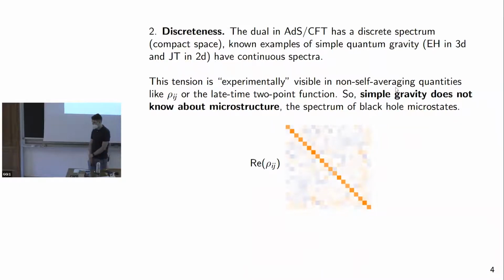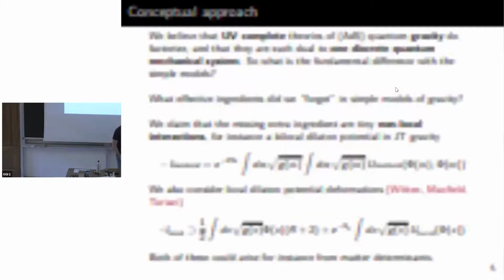And this tension you can see experimentally. For instance, when you look at the late time 2-point function, it'll have these erratic oscillations, or maybe more importantly, if you compute the matrix elements of Hawking radiation, it will look something like this, and it's erratic also. And this fine print that makes these things deviate from a nice smooth curve is something that simple gravity doesn't really know about. It doesn't know about microstructure, and it doesn't know about the spectrum of black hole microstates.